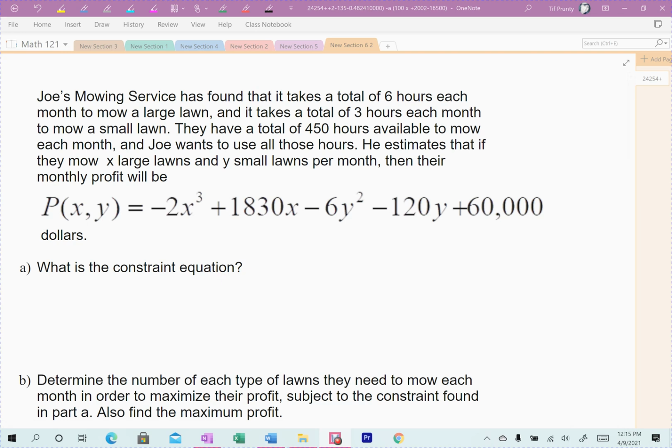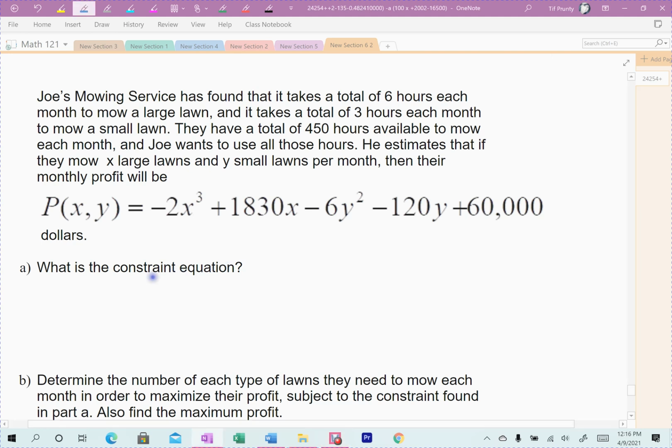Alright, so Joe's got a mowing service. He's found that it takes him about, again, these are based on averages, 6 hours to mow a large lawn and 3 hours to mow a small lawn. He has a total of 450 hours available to mow lawns each month, and Joe wants to use all of those hours. He estimates that if he mows x large lawns and y small lawns per month, this is a profit equation.